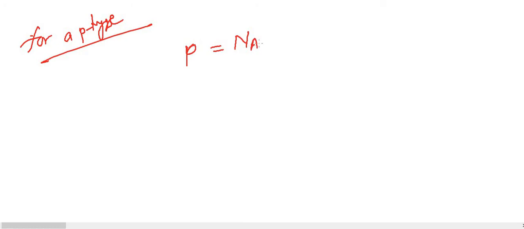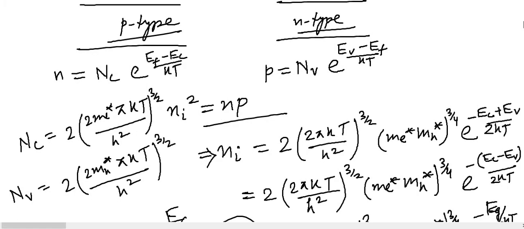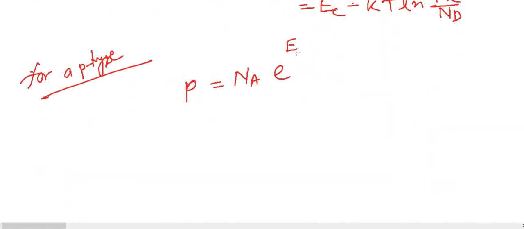Now for a p-type semiconductor, the impurity is of the acceptor type, and the electrons have been thermally raised from the valence band into the acceptor state at energy level EA. Then we can write p, here p not n, equal to NA times e to the power (EA minus EF) by KT.